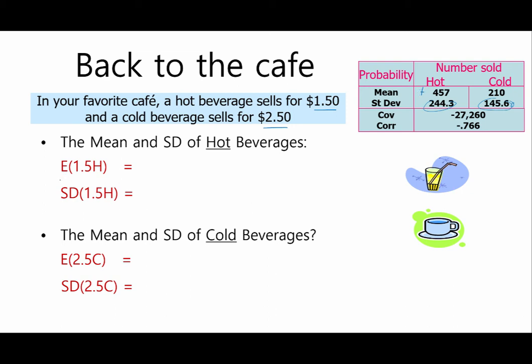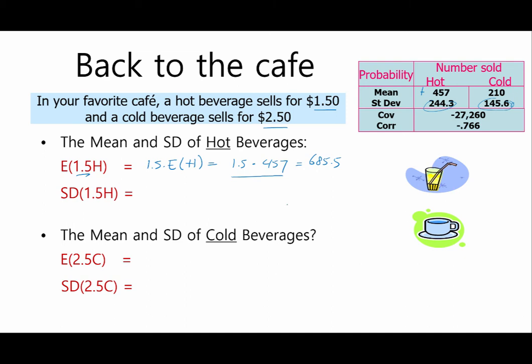Let's say we first want to establish the expected value of revenue for hot drinks. It says here that's 1.5 times the number of hot drinks. How can we write that? It's going to be 1.5 times the expected value for hot drinks. So that's 1.5 times 457, which is equal to 685.5. We don't have to create a new variable or do additional calculations, we can just take this multiplication factor outside of the expectation, multiply it out, and we get 685.5.